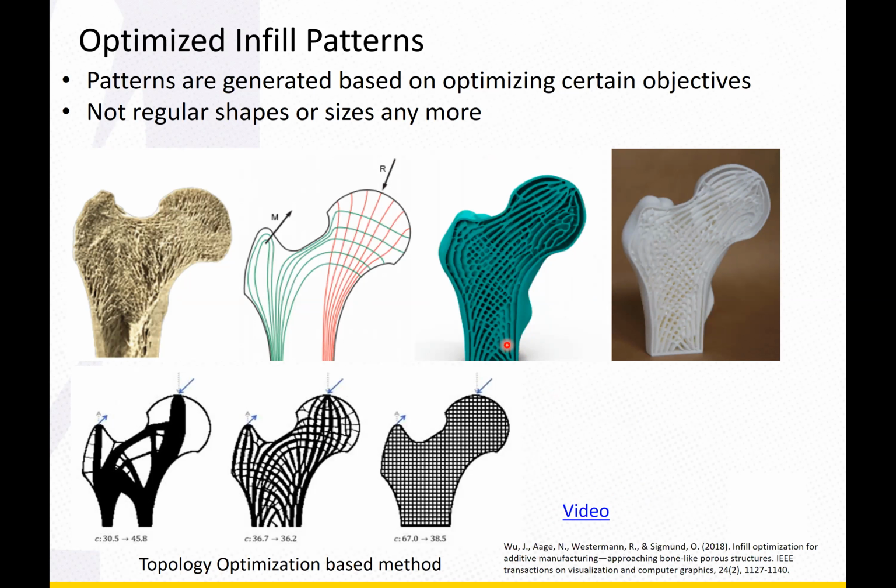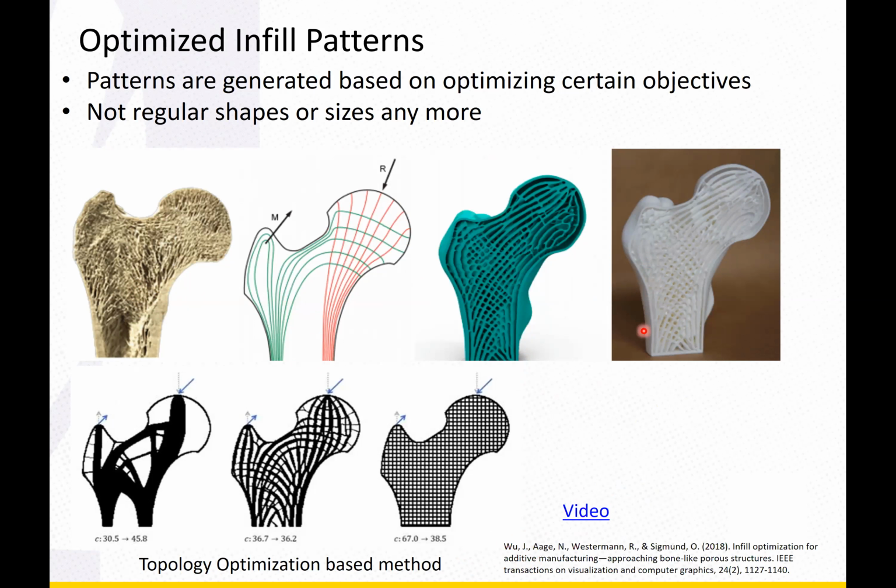As you can see in the figure shown here, this is a work from Jun Wu, who's an assistant professor at TU Delft. Basically, he came up with the idea of utilizing the topology optimization tools plus the so-called principal stress line. This one shows the principal stress line, and then generates the infill, something like this.